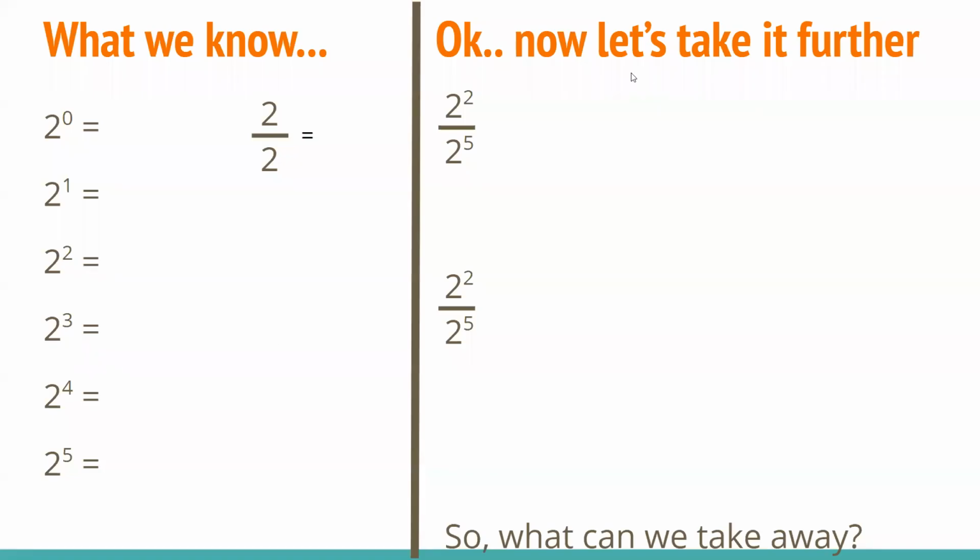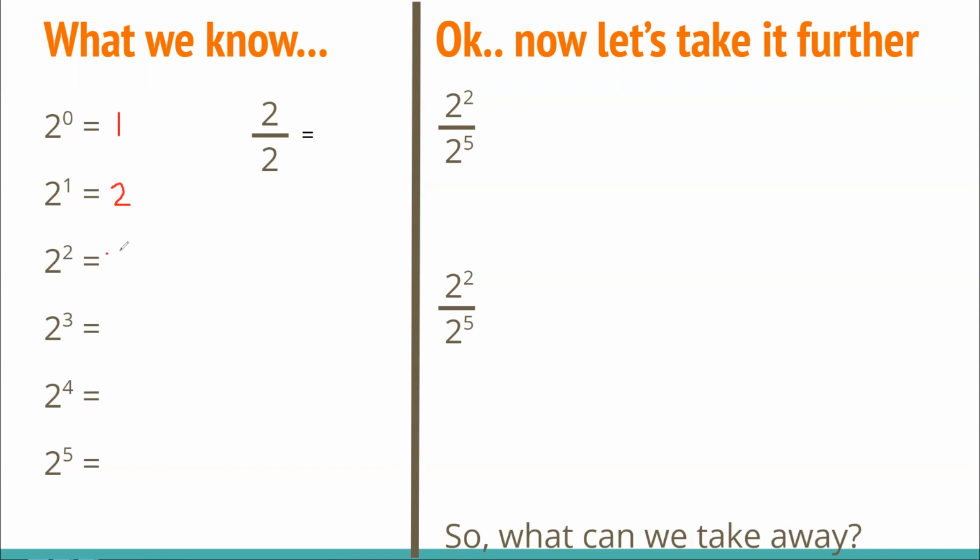So now we're going to get more into negative exponents. Let's figure out what we know for right now, all the knowledge that we have. We just figured out that anything to the 0th power equals 1. I know 2 to the 1st power equals 2.